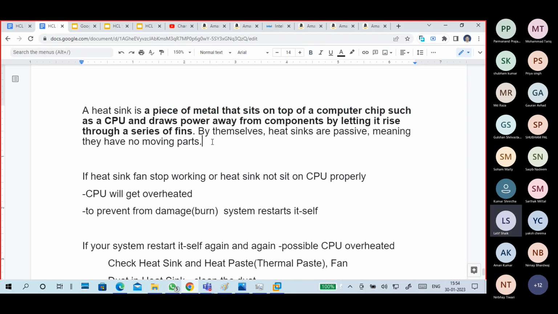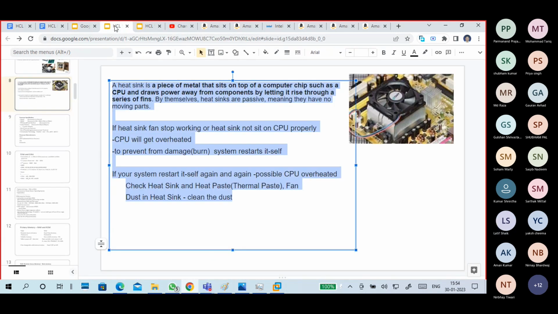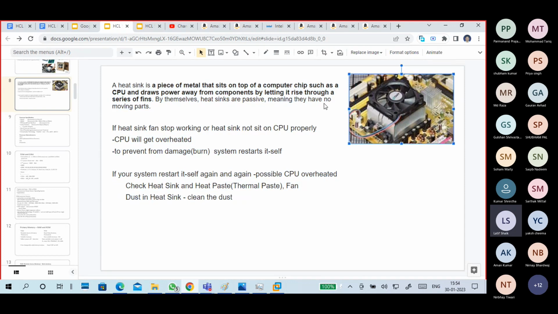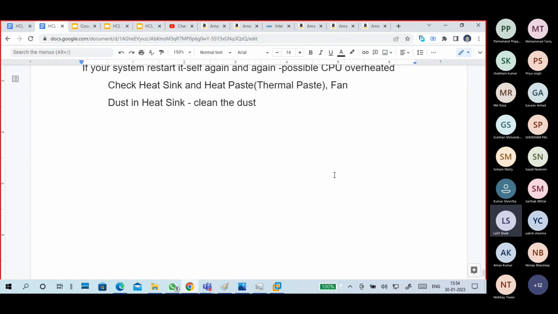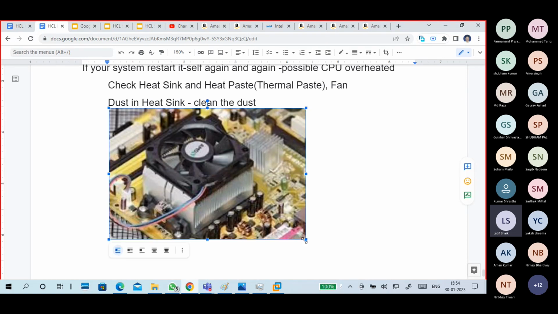Fins is correct. By themselves, heat sinks are passive, meaning they have no moving parts. Actually, this is one of the heat sink assemblies. You can search it on Google. Also, you can see the new heat sink types.